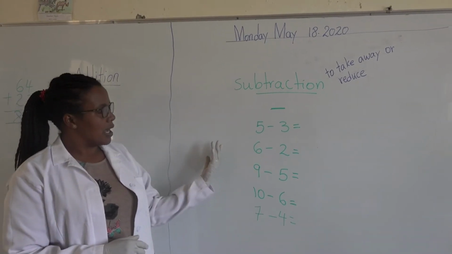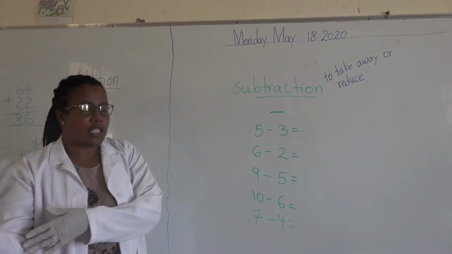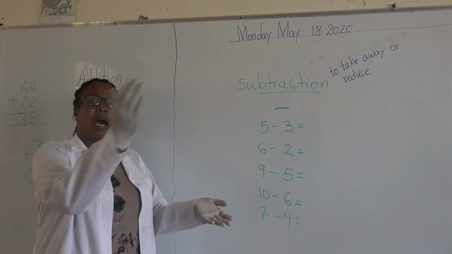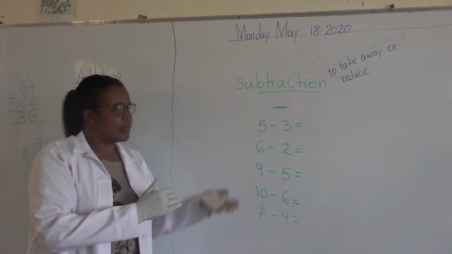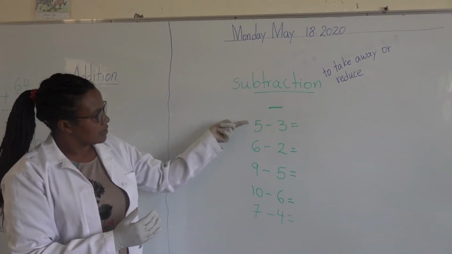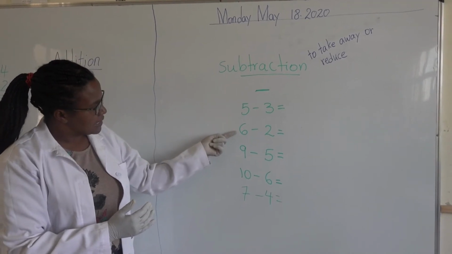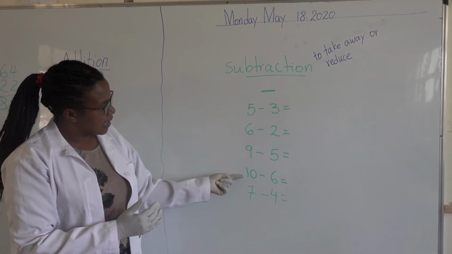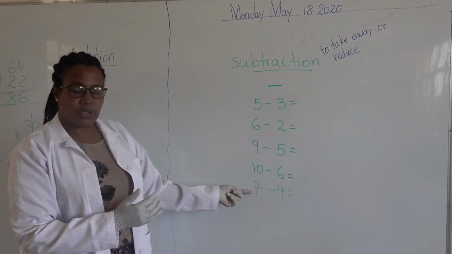So, when we subtract, we will put the small number aside and we will count up to the bigger number. Here is the big number here. 5, 6, 9, 10, 7. Did you see it?